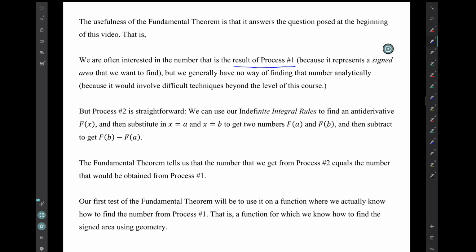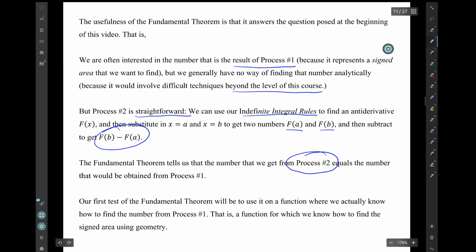But we generally have no way of finding that number analytically because it would involve difficult techniques that are beyond the level of this course. But process number 2 is straightforward. We can use our indefinite integral rules to find an antiderivative, capital F of x, and then substitute in x equals a and x equals b to get two numbers, capital F of a and capital F of b, and then subtract to get this number, capital F of b minus capital F of a. The fundamental theorem tells us that the number that we get from process number 2 equals the number that would be obtained from process number 1.